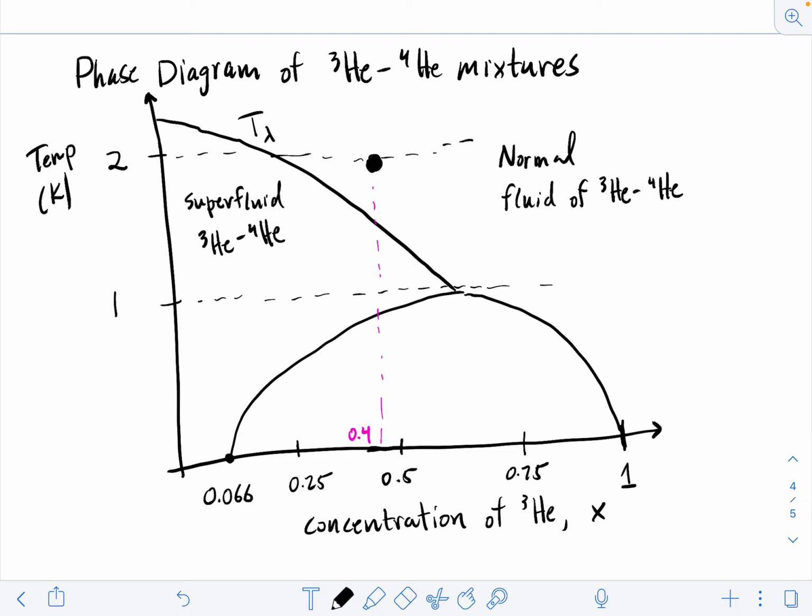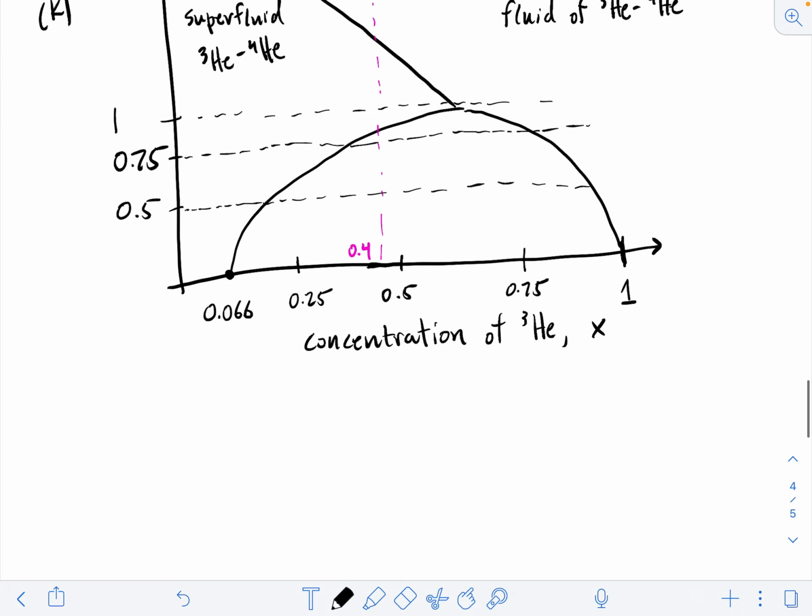And I'm going to put a couple other temperatures on here. I'll put half a Kelvin over here. And then 3/4 of a Kelvin is right around here. Okay, so I think this will work well. Okay, so we start over here with a mixture that's 40% helium-3, and that mixture is at 2 Kelvin.